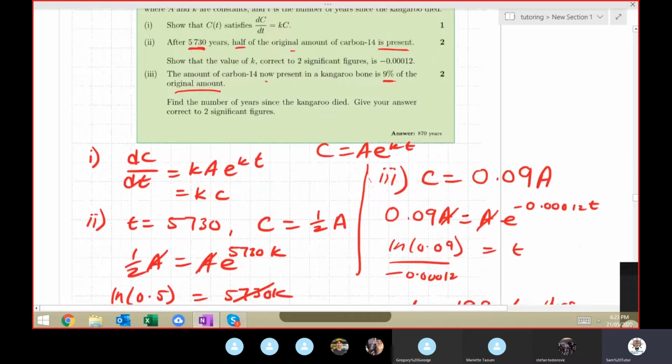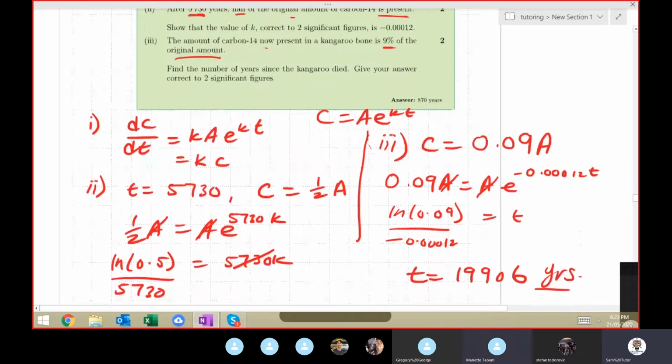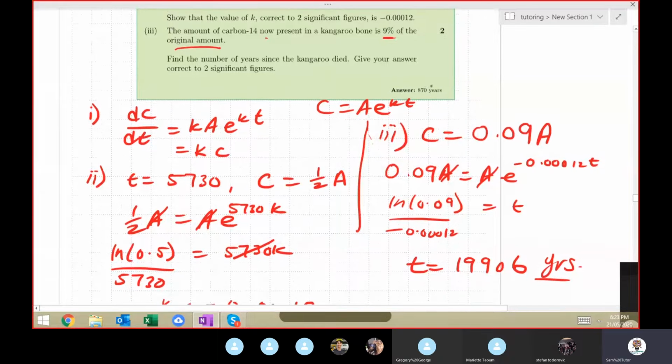Yep. You got that as well? Yeah, I did. 9% of the original amount. Yep. And then find the number of years since the kangaroo died. Yeah, 19,000 years. I don't know how he got 870. I've got to tell him about that one.